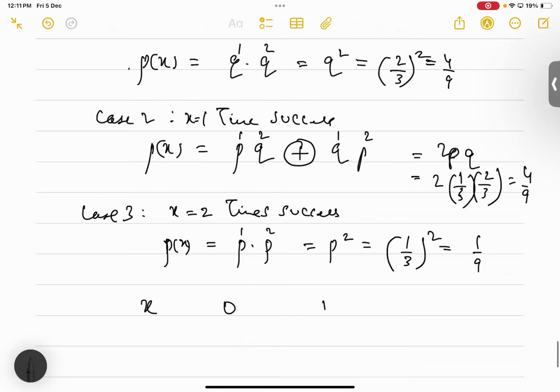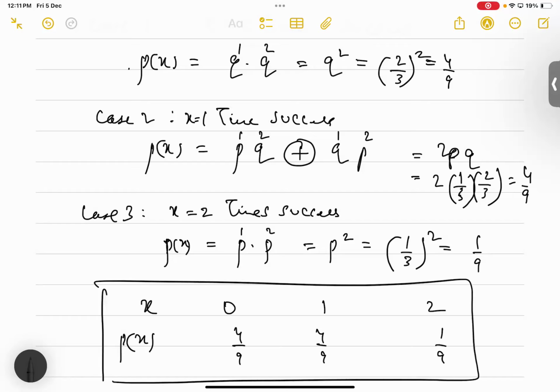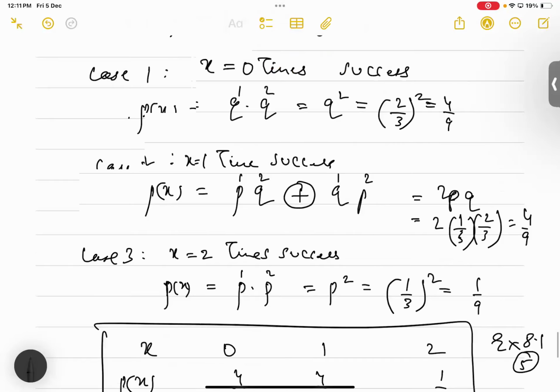So x is equal to 0, 1, 2. P of x is equal to 4 by 9, 4 by 9, 1 by 9. Did you understand this? Okay. So this clears exercise 8.1 question number 5 also. We are yet to solve the second part of this problem.